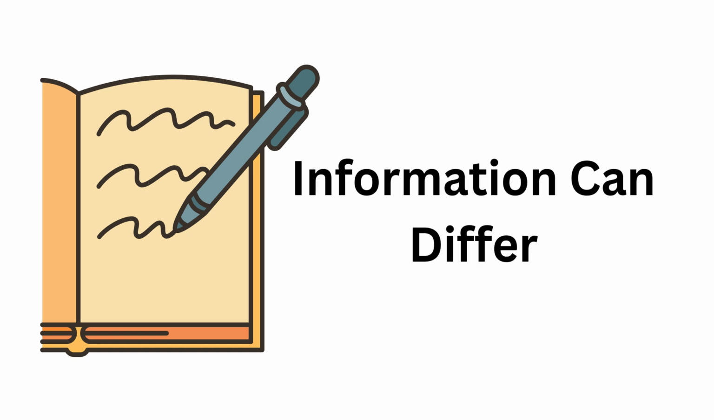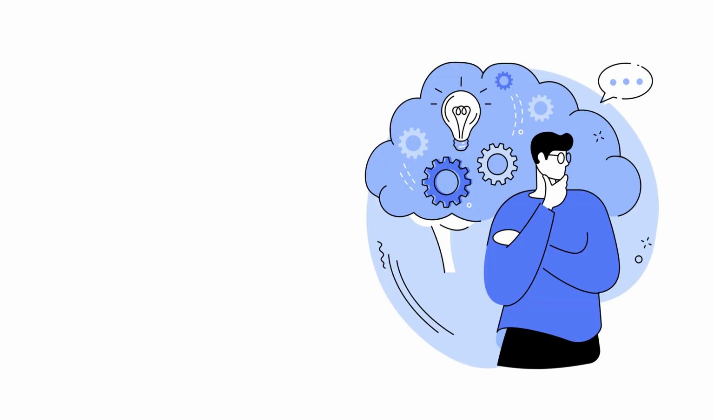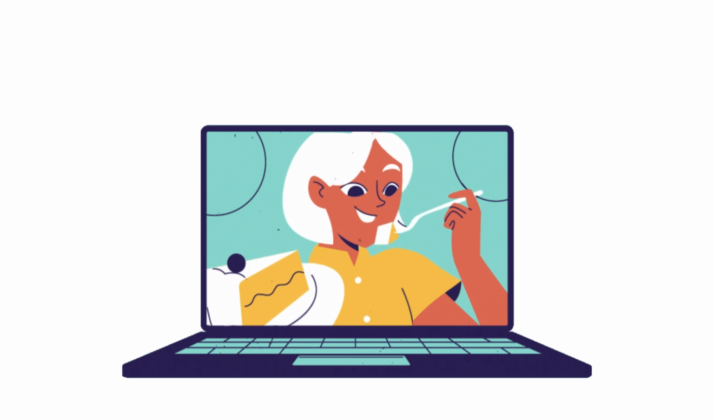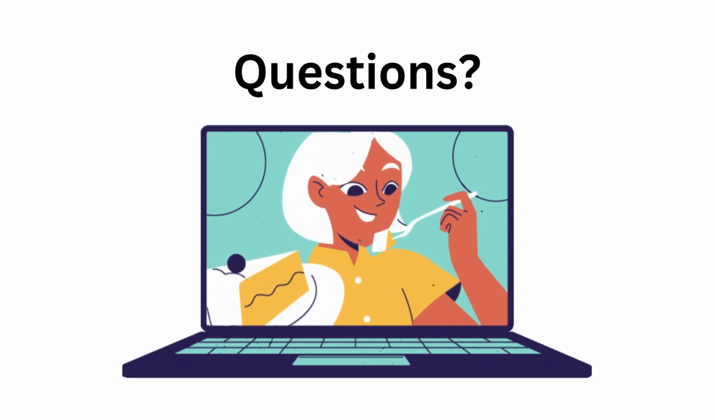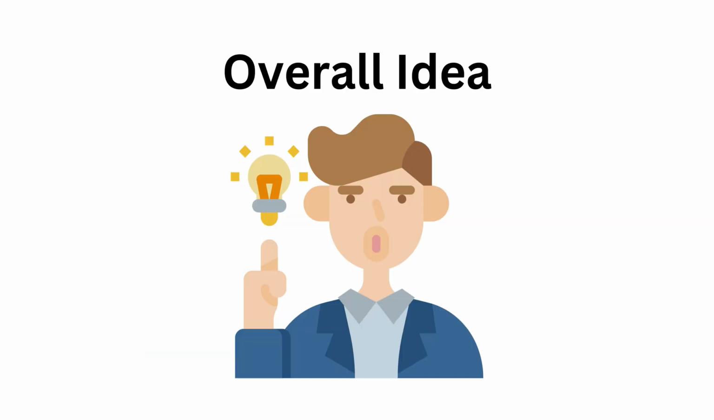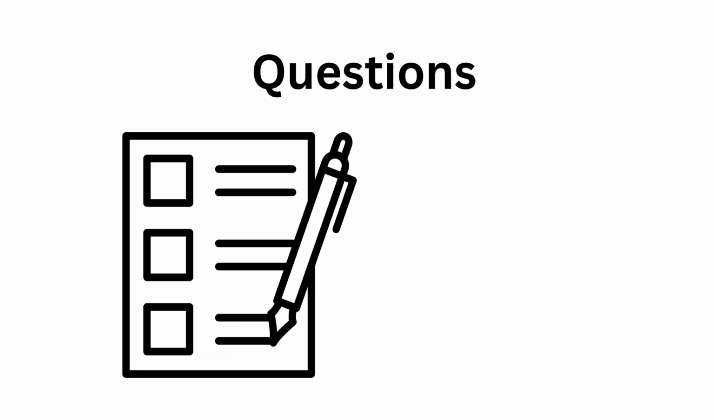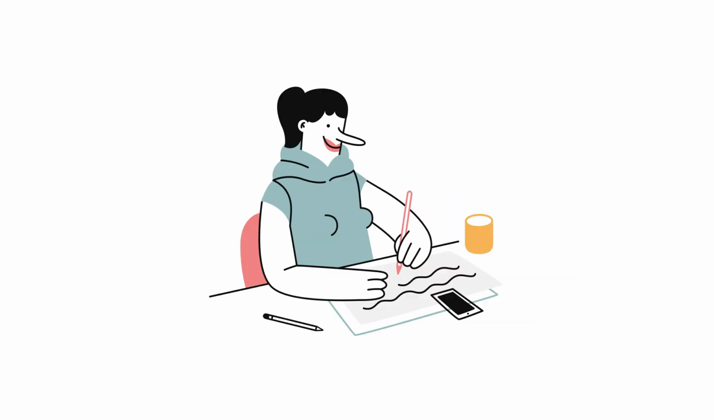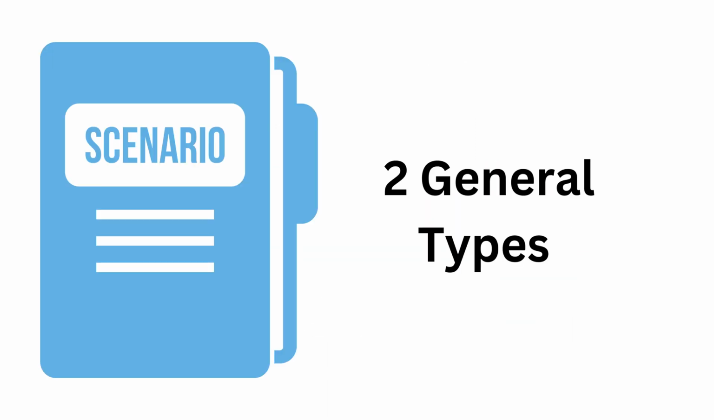The type of information you should make notes on can differ based on the type of scenario. Generally, you should take notes on all the ideas that come to your head that help answer the questions. Although after watching or reading the scenario, you don't know exactly what questions you will be asked, you will still have an overall idea of what the scenario is looking to ask you after you're presented with all the information. We will go over how to take notes on 2 general types of Casper scenarios.